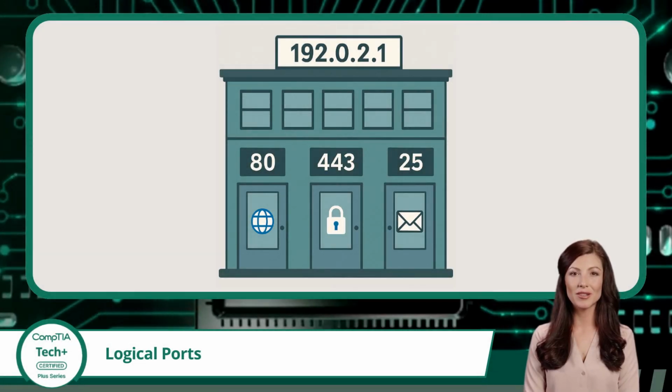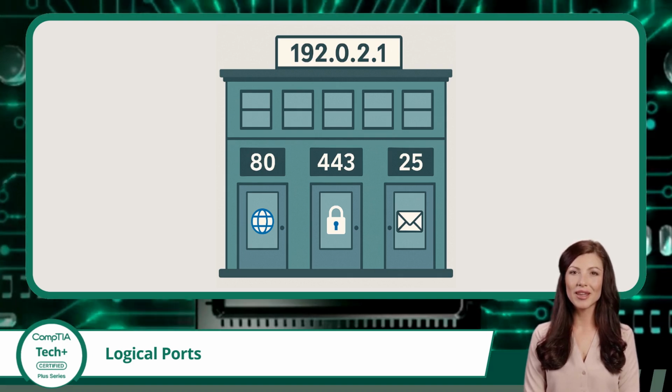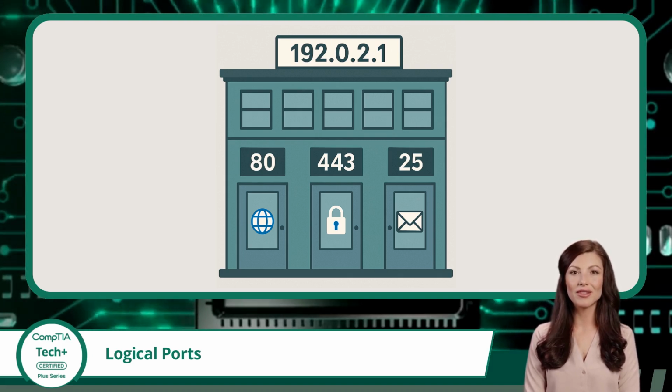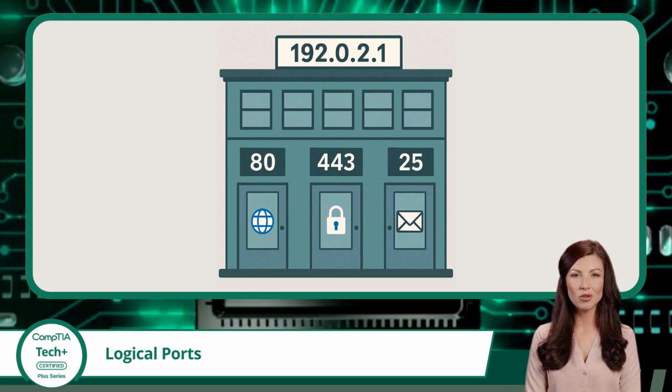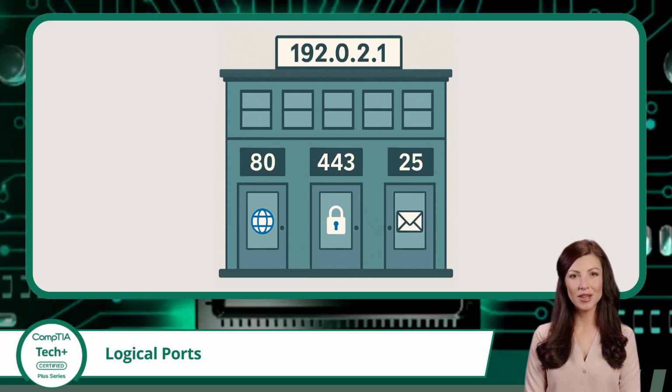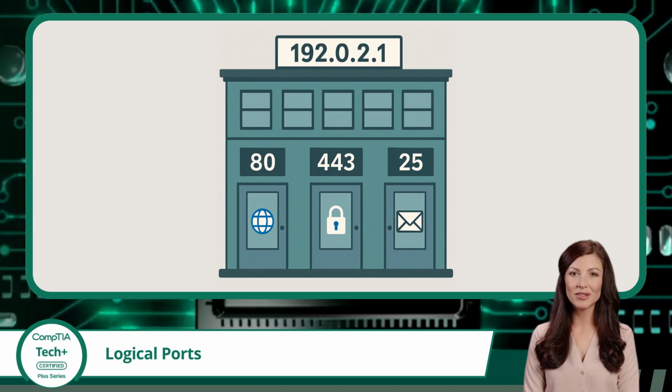Imagine your computer is a large office building. The IP address is like the building's street address. It tells the data packets where the building is located on the network, just like a postal address tells the mail carrier where to deliver a letter. But getting to the right building is only the first step. Once the data arrives, it still needs to know which room or department to go to. That's where port numbers come in. Each port number is like a room number or an office extension. It directs the data to the correct service or application inside the computer.